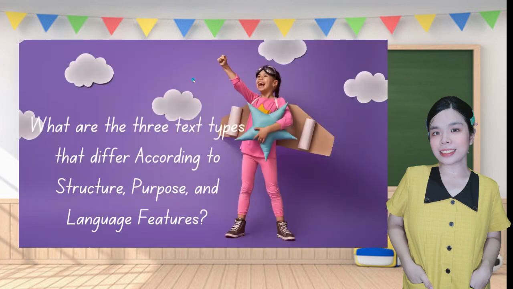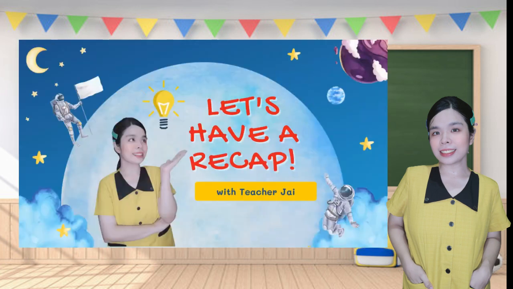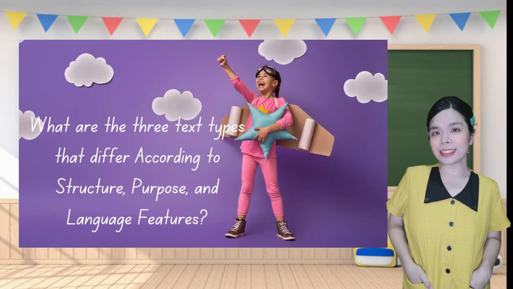So again, class, what are the 3 text types that differ according to structure, purpose, and language features? Can you please enumerate them? Okay, good job. So again, what are the 3 text types that differ according to structure, purpose, and language features?